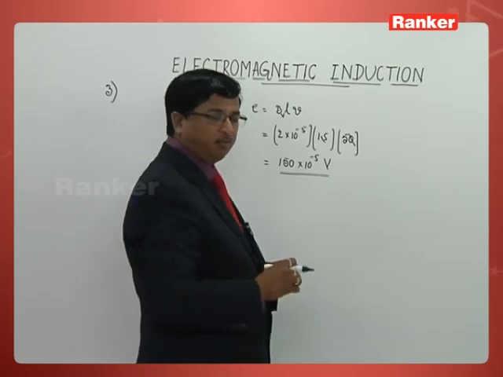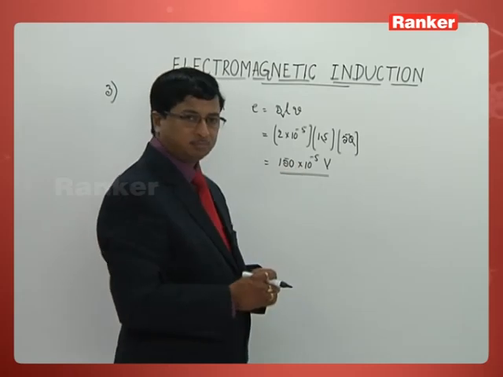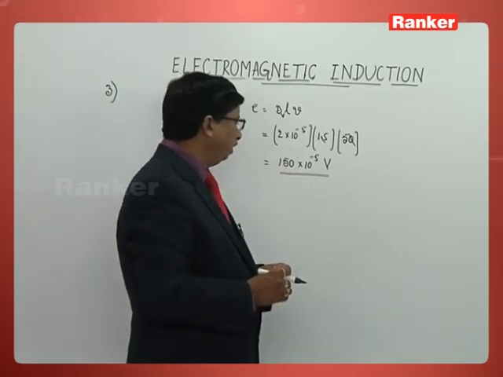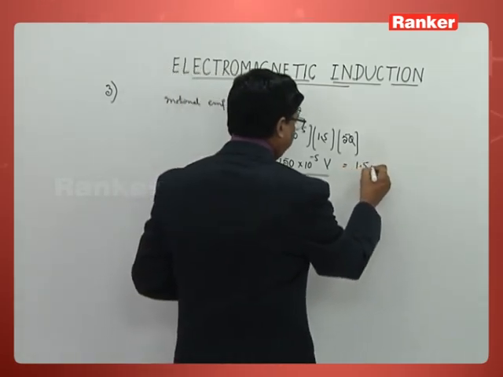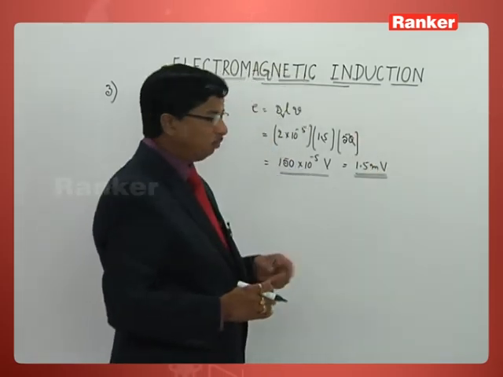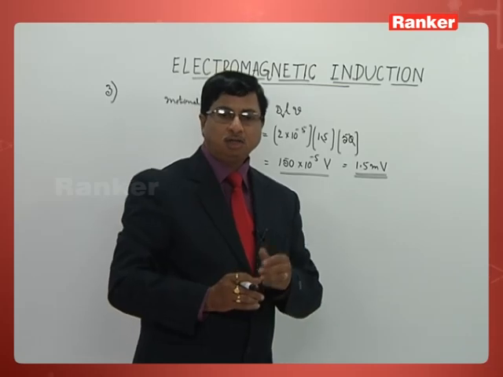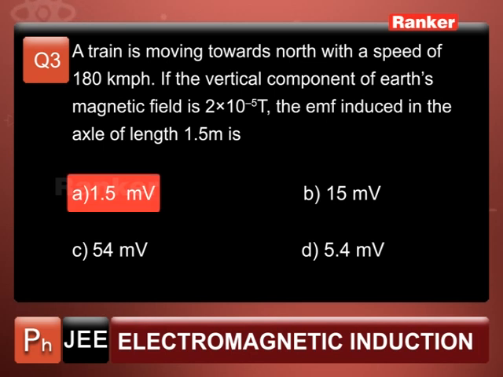That itself is the answer in fact. But according to the options given, we just have to convert that. This is 15 into 10 power minus 4 volt. Or you can even write the same 1.5 millivolt as such. So when you look at this 1.5 millivolt, the first option given over there is tallying with this value obtained. So automatically we can write the answer for this particular problem as A.